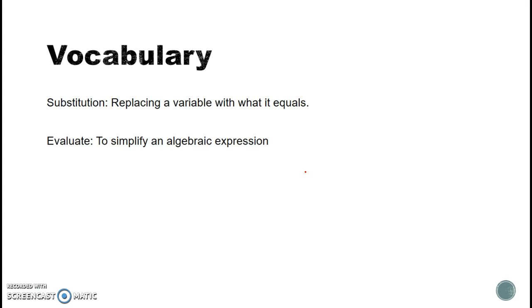Alright, real quick. Vocabulary, we're going to be using substitution, which is replacing a variable with what the variable equals, and we're going to evaluate, which is simplifying an algebraic expression. And in order to do that, we first substitute. And then second, we will simplify using order of operations.